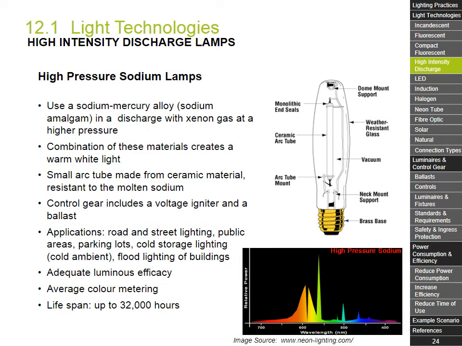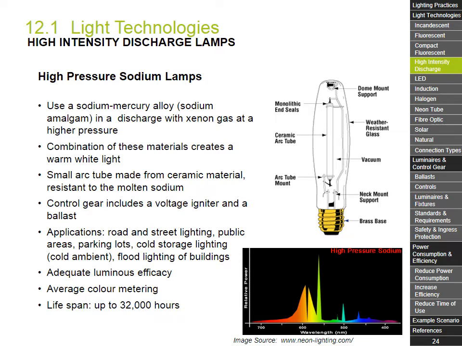The high-pressure sodium lamps use a sodium-mercury alloy called sodium amalgam in a discharge with xenon gas and operate at a much higher temperature than other HID lamps. The sodium creates an orange light and the mercury produces a red and blue light, therefore producing a white light with an orange tint, as shown in the spectral intensity figure. The small arc tube is made from a ceramic material which is resistant to the molten sodium.